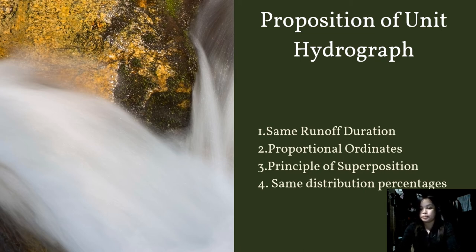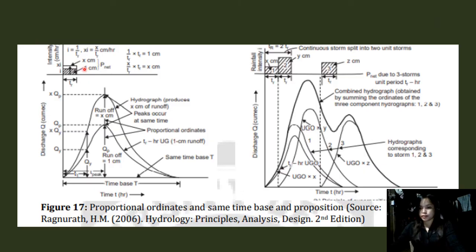The third one is the principle of superposition. So if there is a continuous storm, it may be divided into unit storms. And four is the same distribution percentage. So the time base or base width is divided into equal time intervals, with the percentage of surface runoff that occurs. Here's the graph. This figure shows the proportional ordinates and the same time base.